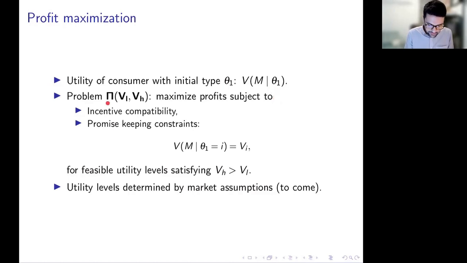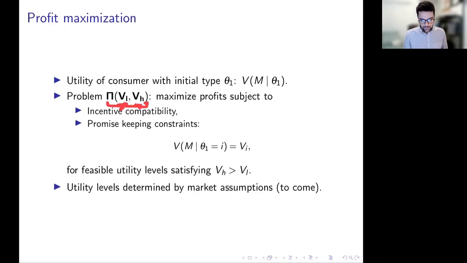So we'll be looking at a profit problem that's going to give us a profit function pi, which is going to be conditional on a pair of continuation utilities that are supposed to be delivered to the agent over the course of the mechanism. This VL and VH correspond to the expected continuation utility for an agent that is initially of low type or high type. And we're going to be studying the problem of choosing the optimal mechanism that delivers this pair of utilities.